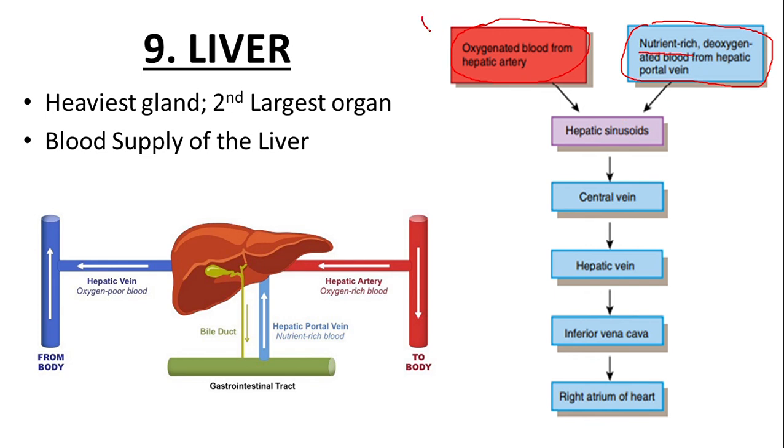So the importance of the oxygenated blood, of course, is to supply your liver with the oxygen it needs. However, the nutrient-rich deoxygenated blood is also passing through your liver in order to get detoxified and to get processed. Okay, so from these two vessels, it goes into your hepatic sinusoid, central vein, hepatic vein, back to your inferior vena cava, and eventually back to your heart.